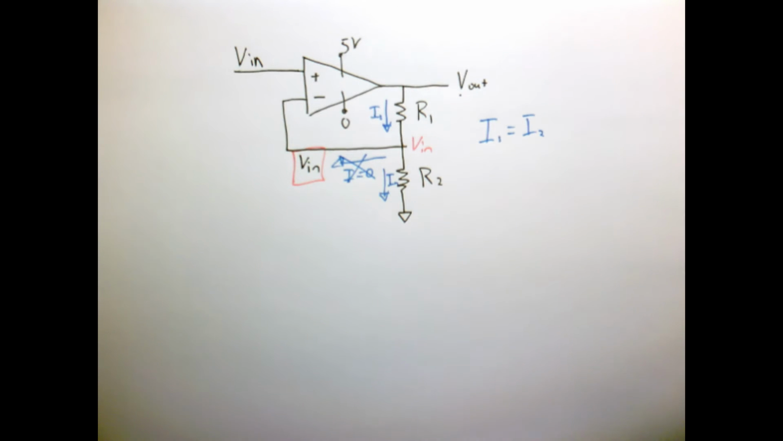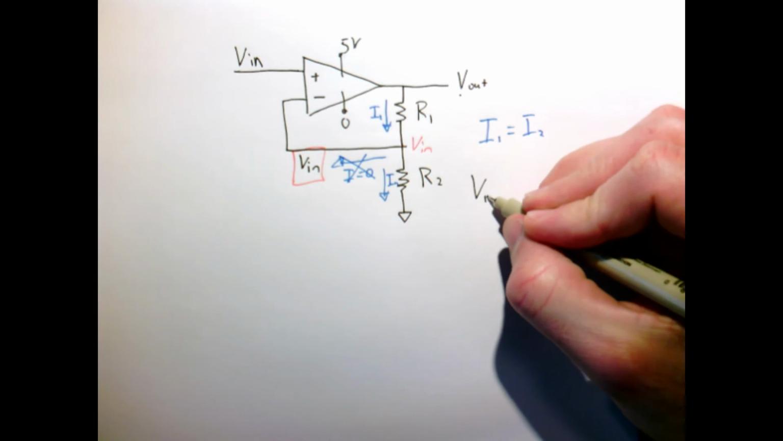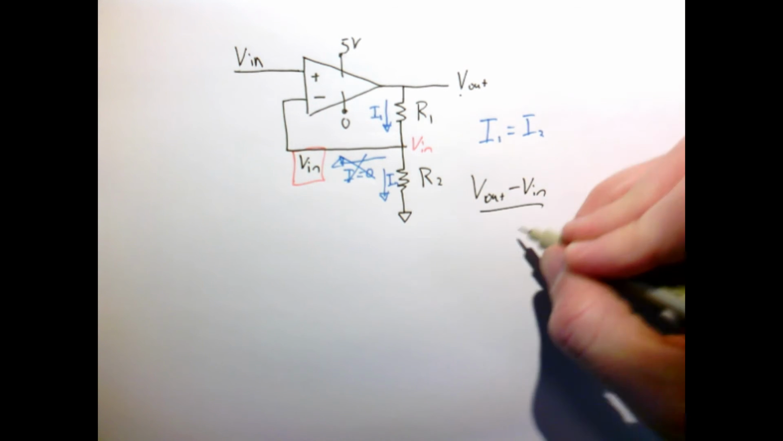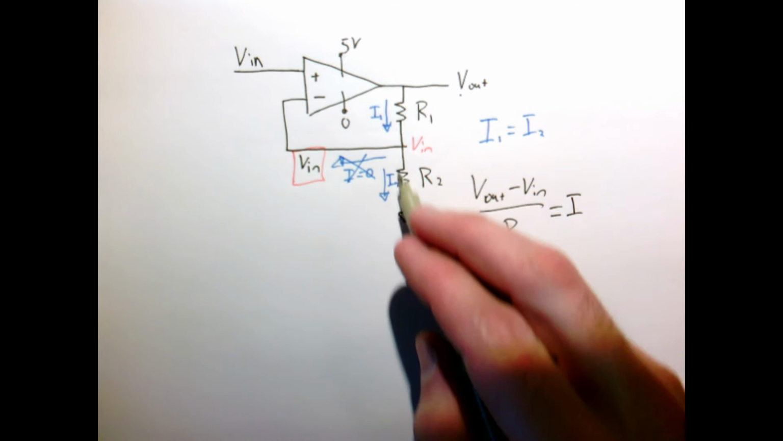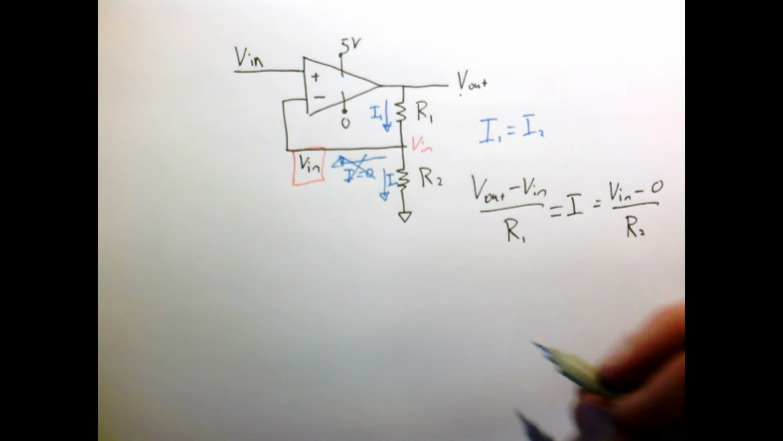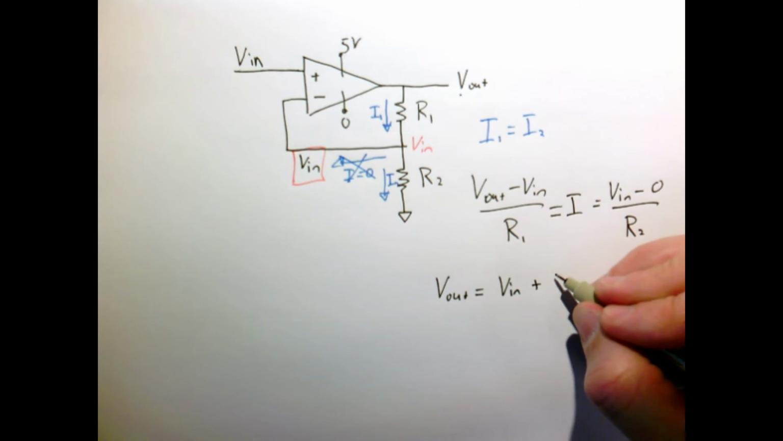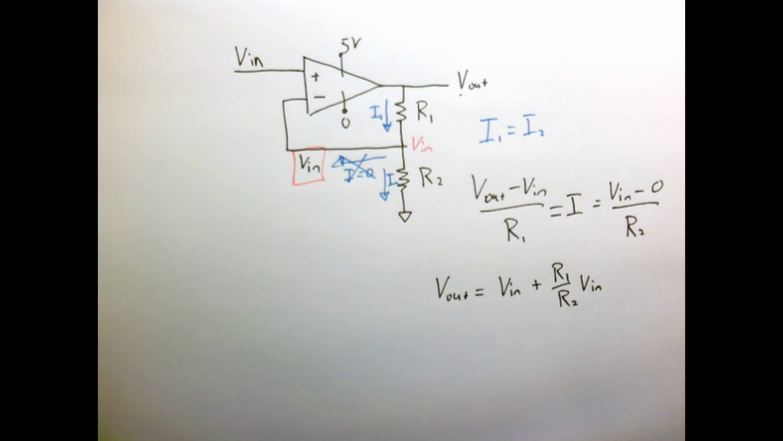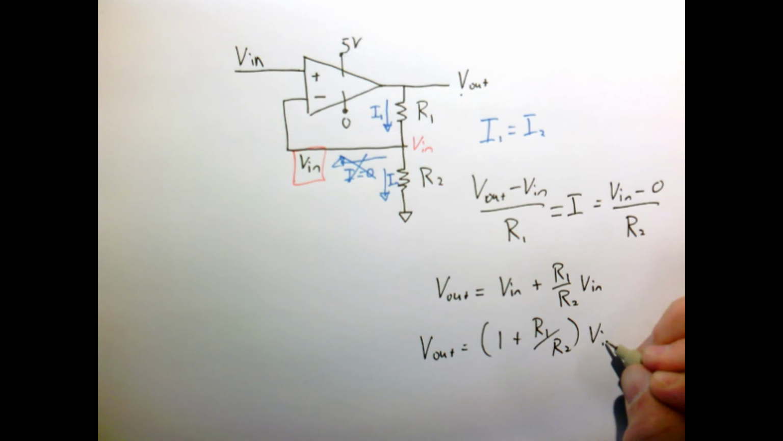Now we're at the point we can just apply Ohm's law, because now I know how to find the current through resistor 1. We have V out minus Vin over R1, and that's equal to the current, but that's the same current that's going through this one. So that's equal to Vin minus 0 over R2. Now I can rearrange this to get a relationship between V out and Vin. Just multiply over by R1, move the Vin over there. V out is equal to Vin plus R1 over R2 times Vin, or V out is equal to 1 plus R1 over R2 times Vin.